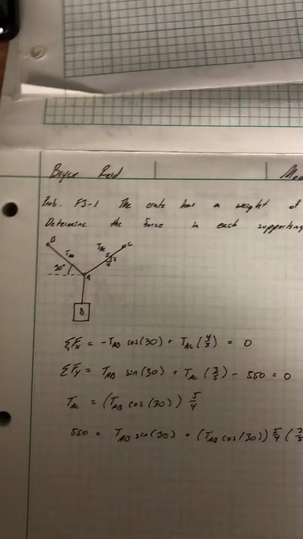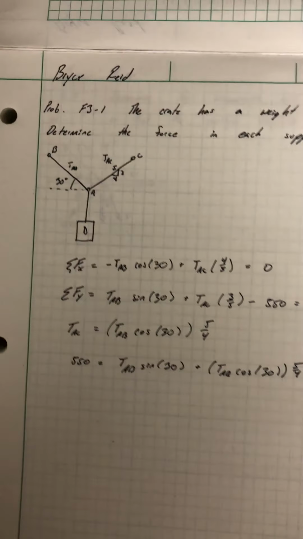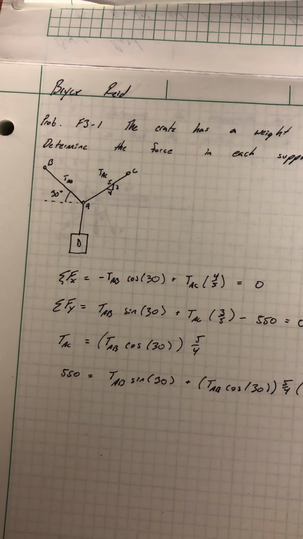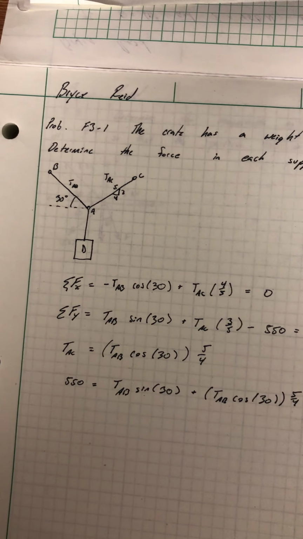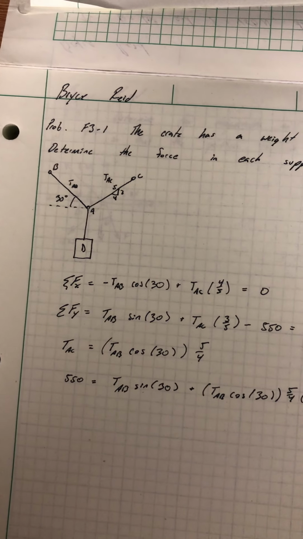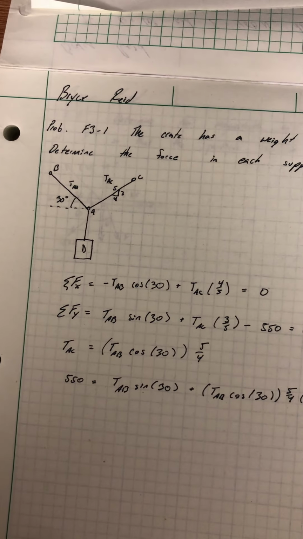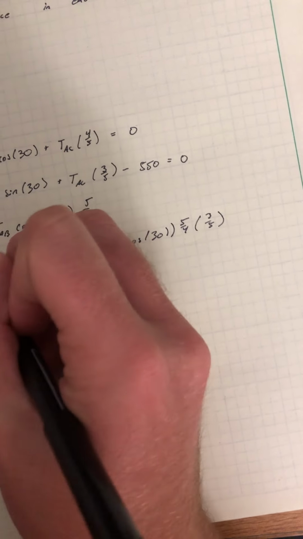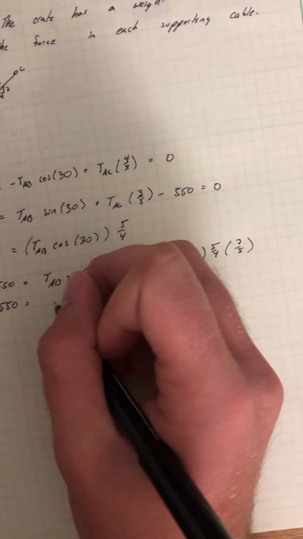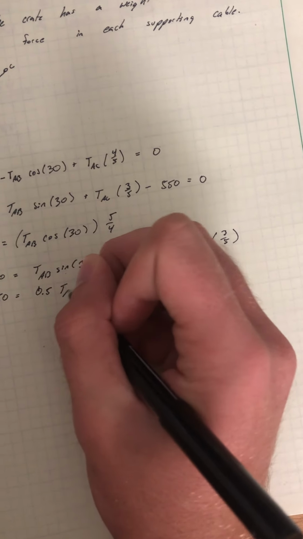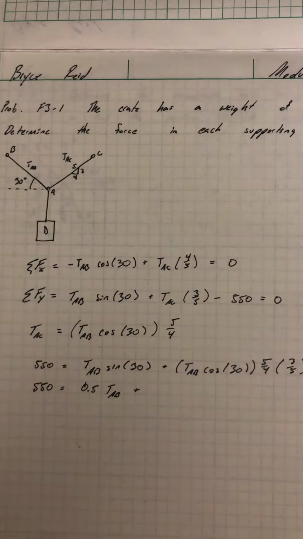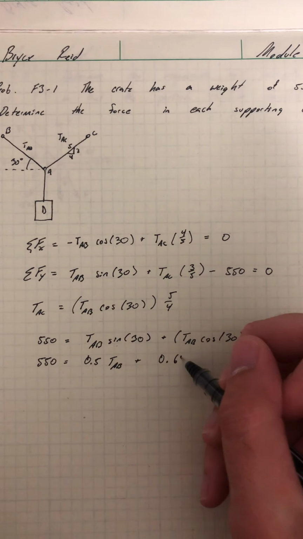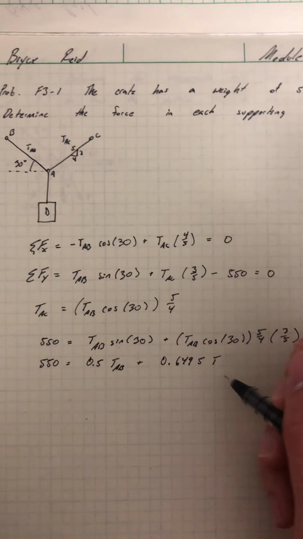And I will break them down into their components, where the cosine of 30 times 5 over 4 times 3 over 5 will give me 550 equals 0.5 tension AB plus 0.6495 times the tension of AB.